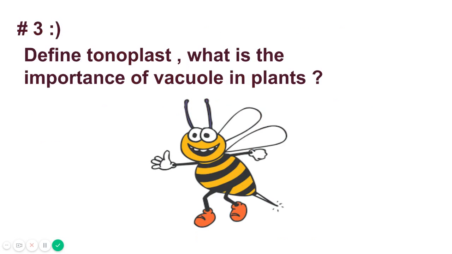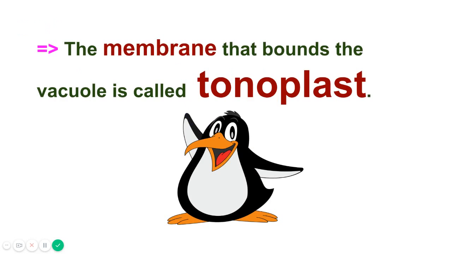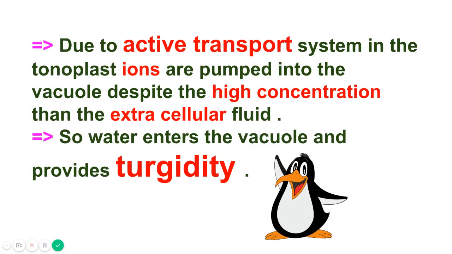Now question number 3 is, define tonoplast and what is the importance of vacuole in plants. Students, the membrane that bounds the vacuole is called tonoplast. So the vacuole membrane is called the tonoplast.